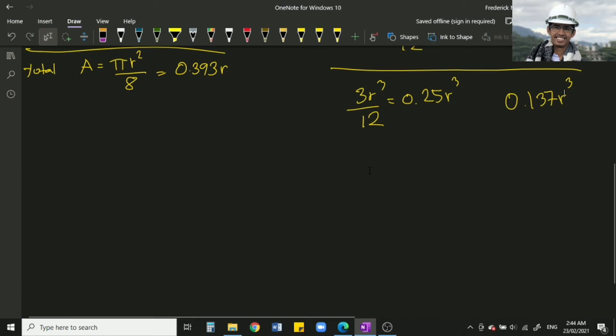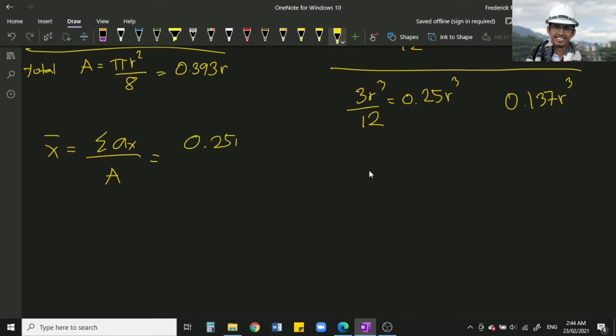So, for bar x, same again, summation of ax over the total area. So, summation of ax will be 0.25 r cube over 0.393 r squared. So, bar x will be equal to, this is r squared, so the 2 will cancel, this becomes 1, and r is what remains. So, that will be 0.636 r.